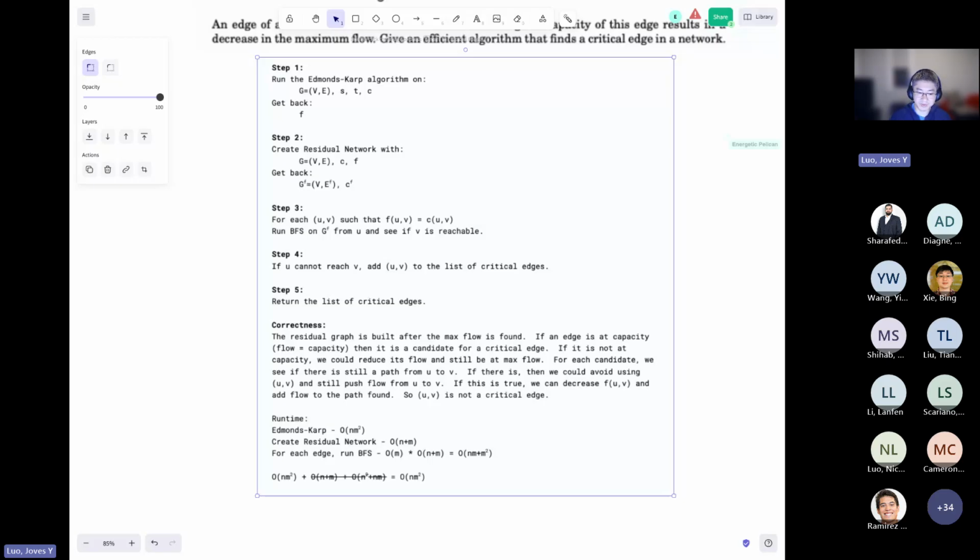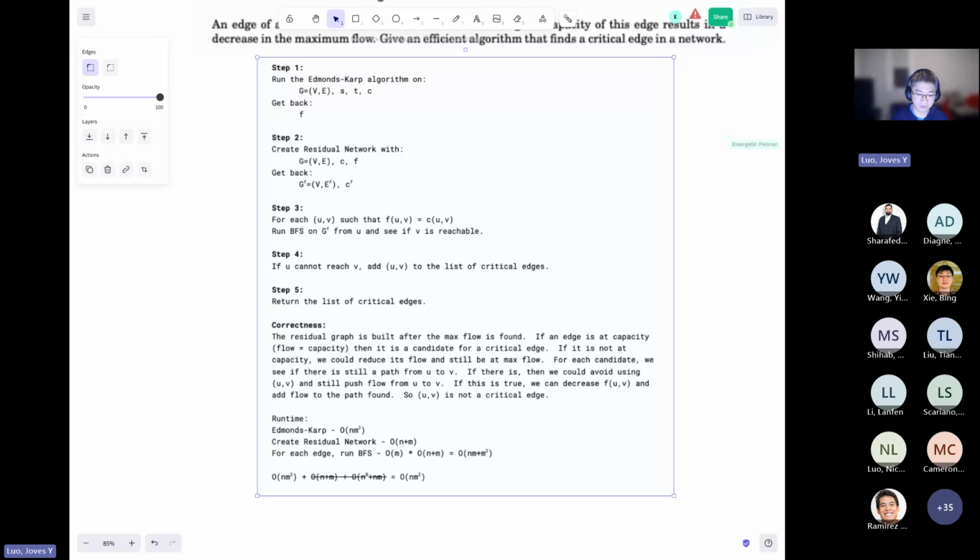So the residual graph is built after the max flow is found. If an edge is at capacity, then it is a candidate for a critical edge. All critical edges must be saturated, right? Because if it's not saturated, then reducing its capacity would not have affected the max flow. Now for each candidate, we see if there's still a path from U to V. If there is, then we could avoid using UV and still push flow from U to V. We can redirect some of that flow to the path that we found, so UV is not a critical edge.